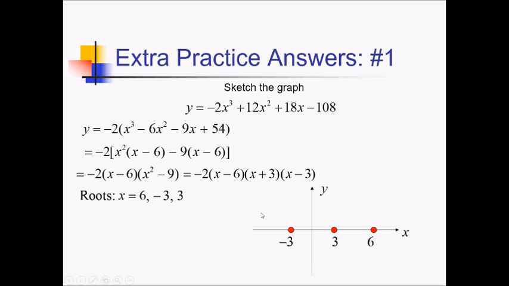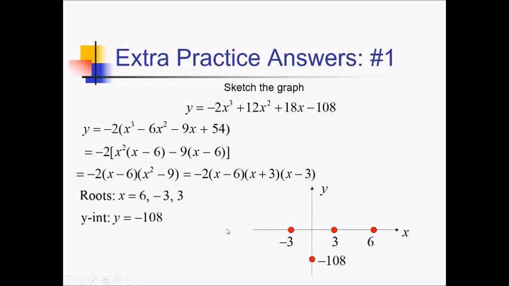And let's also find the y-intercept while we're at it. Now this is a little bit easier. That's just going to be the constant that you'll have left over in the standard form version of this if you zero out all these other terms that have x's in them by plugging 0 in for x. So negative 108 is our y-intercept, and that's down here somewhere. Not drawn to scale, just making a sketch here.